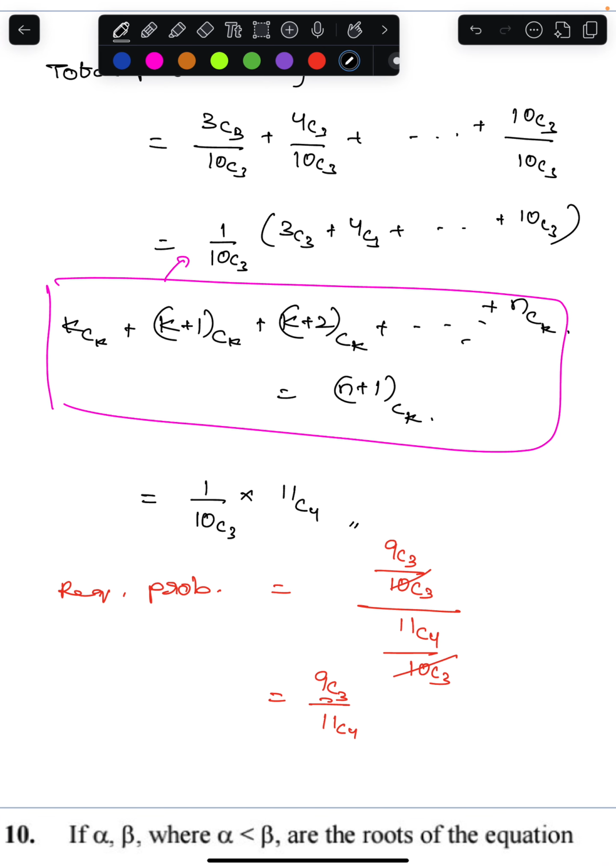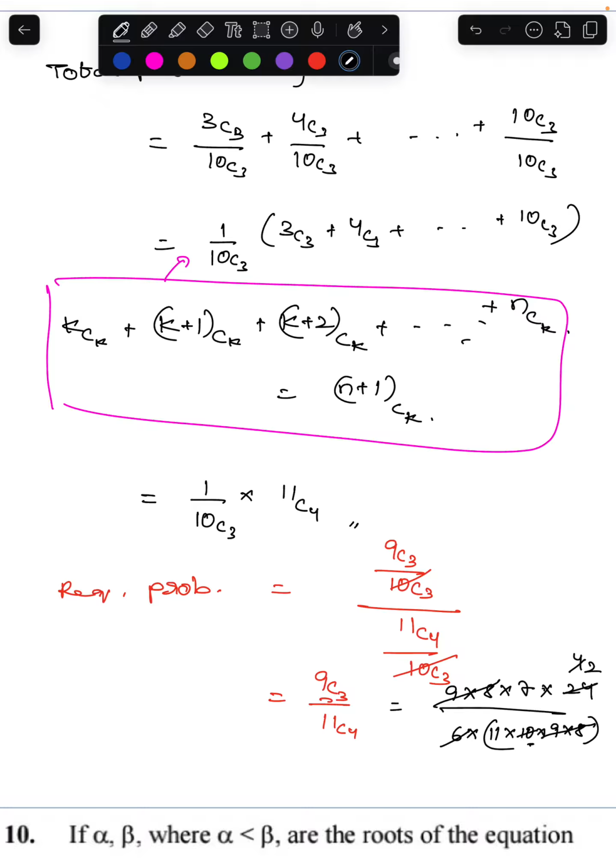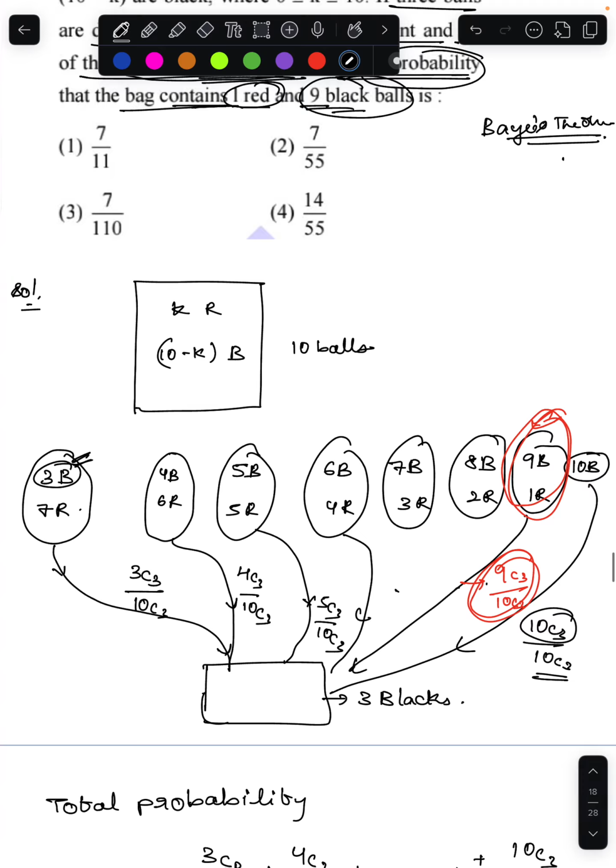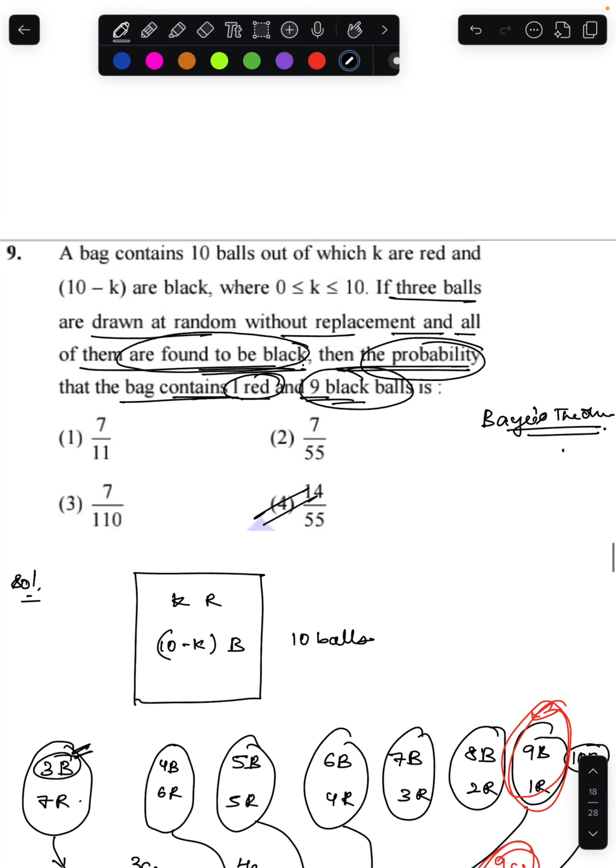9C3 means 9 into 8 into 7 by 3 factorial, that means 6. 11C4 is 11 into 10 into 9 into 8 by 4 factorial, that means 24. Cancel it. 9, 8 cancels out. 4 will have 2 and 5. So 7 twos are 14 by 11 fives are 55. So 14 by 55 is our required probability. Let's check out the options. Yes, it's the fourth option. Done.